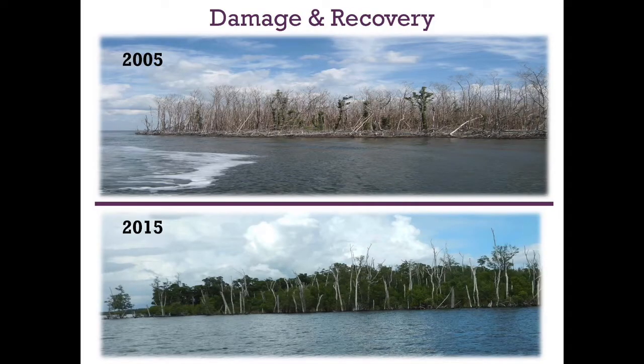So here you can see the physical destruction from Hurricane Wilma. And these photos are of the same mangrove stand at the mouth of Shark River where hurricane wind speeds were highest. This severe canopy defoliation here indicates a high disturbance magnitude. And these damage and recovery photos are a visual representation of resilience.